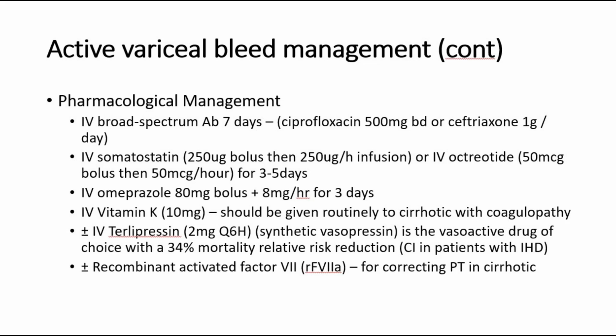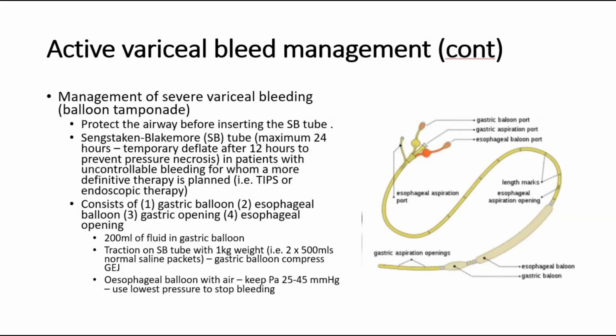For management of severe variceal bleeding, balloon tamponade can be used. Protect the airway before inserting the SB tube. Sengstaken-Blakemore tube, maximum 24 hours, temporarily deflate after 12 hours to prevent pressure necrosis, in patients with uncontrollable bleeding for whom a more definitive therapy is planned, such as TIPSS or endoscopic therapy. The SB tube consists of gastric balloon, esophageal balloon, gastric opening, and esophageal opening.